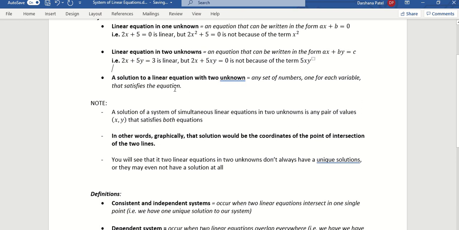A solution to a linear equation with two unknowns will be any set of numbers, one for each variable, that satisfy the equation. A solution of a system of simultaneous linear equations in two unknowns is any pair of values x, y that satisfy both equations. In other words, graphically that solution will be the coordinates of the point of intersection of the two lines. So when we have two straight lines, we have three different scenarios.